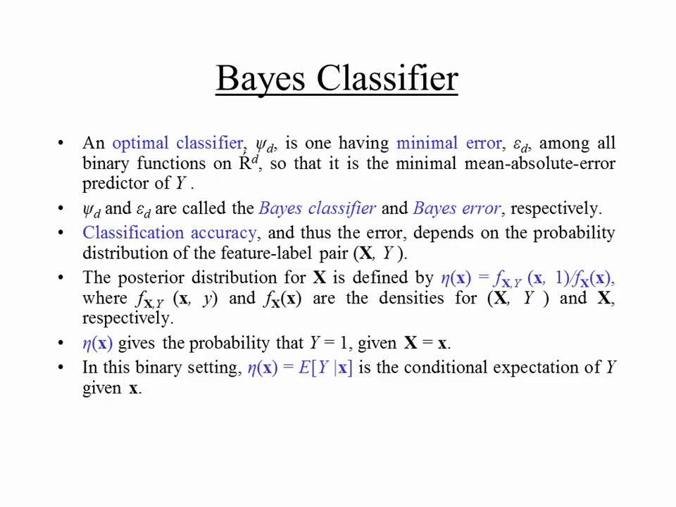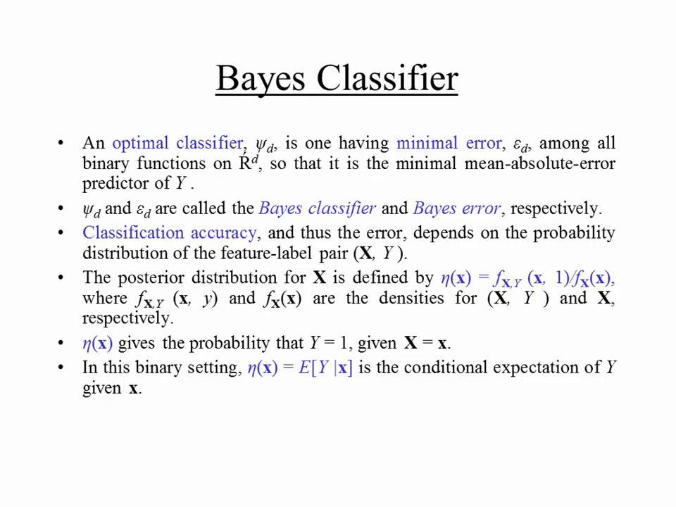Now classification accuracy, and thus the error, will depend on the probability distribution of the feature-label pair (x, y). If y is independent of x, then you're not going to get any information, so looking at x is not going to allow you to do good classification. So the feature-label distribution is going to decide the accuracy of the classification.